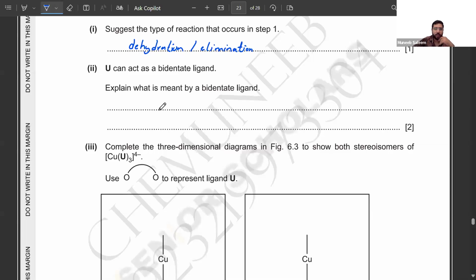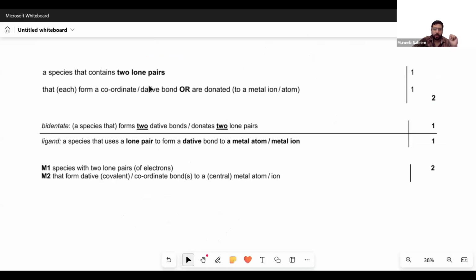Now the next question, explain what is meant by bidentate. U can act as a bidentate ligand. Explain what is meant by a bidentate ligand. All right, so this is a repeated question for which I can show you multiple answers. These are answers taken from 3 different papers, and you can note down these answers, and all these questions have 2 marks each.